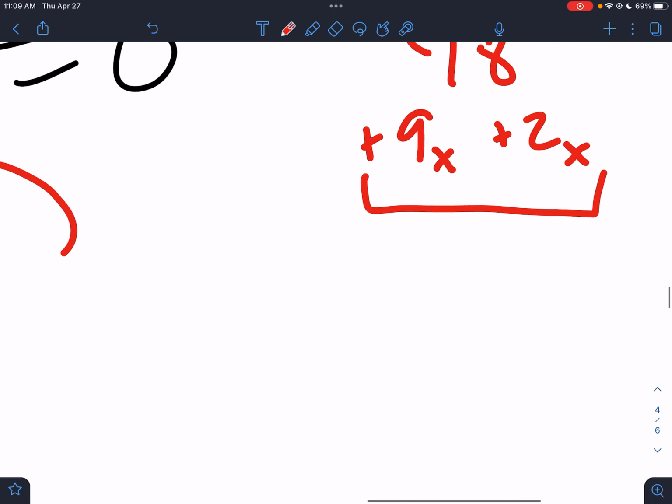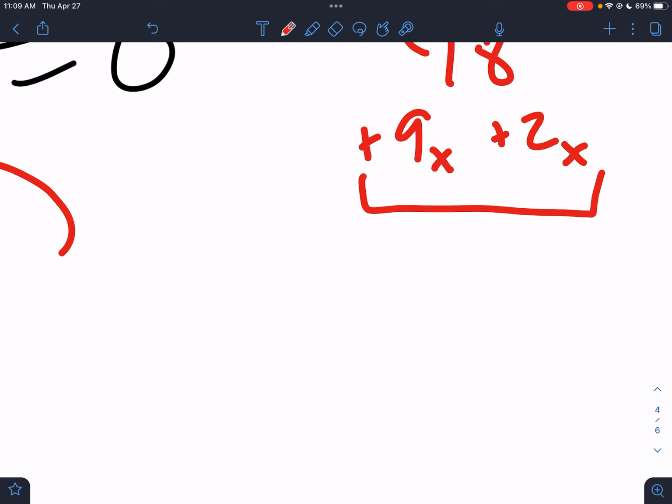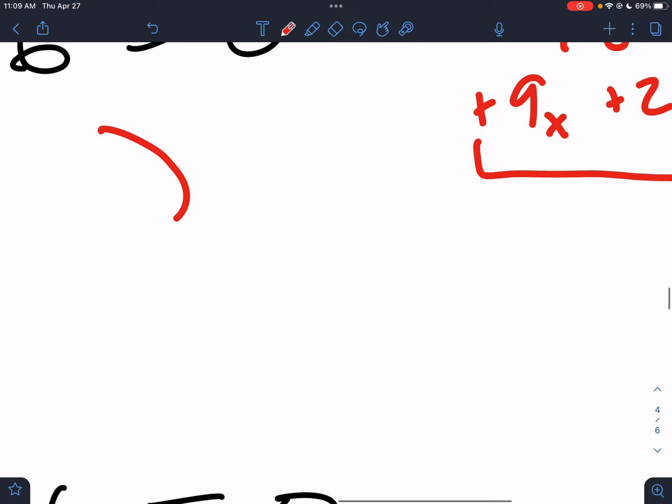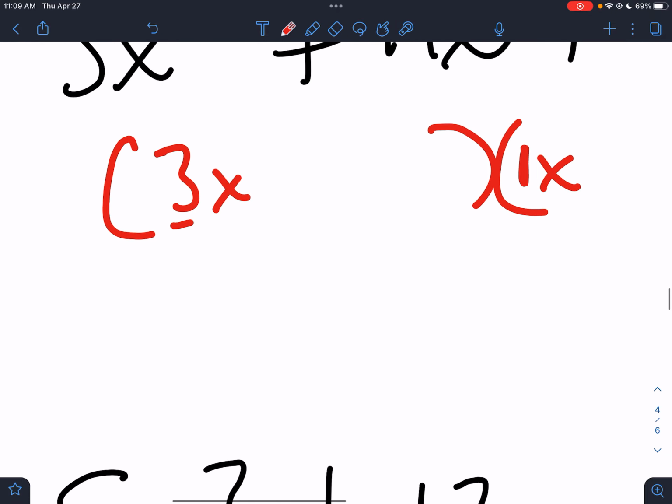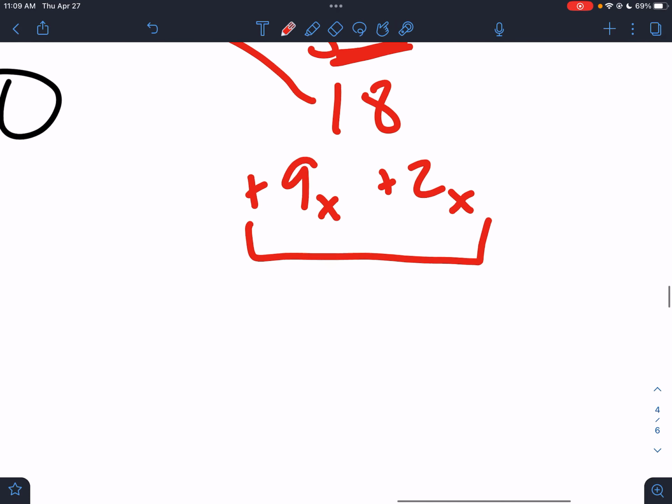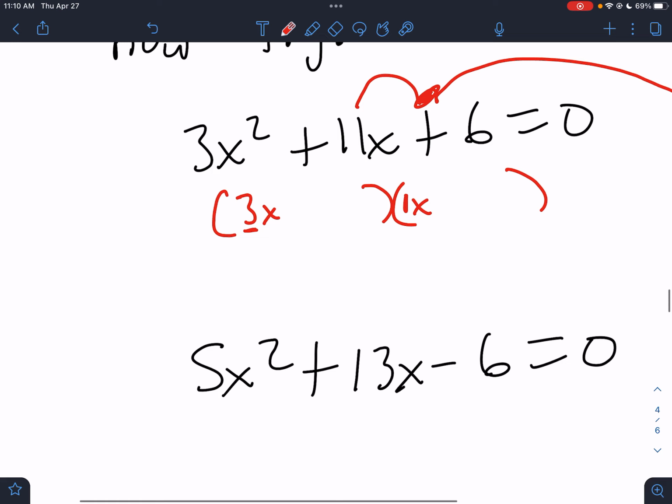1 can get me either number. I could do 1 times 9, and that would get me 9x. I could get 1 times 2, and that would get me 2x. So I'm not worried about the 1. I'm worried about the 3. What can the 3 do for me? Well, 3 times 3 gets me 9. So what I want to do is put a plus 3 downtown, Charlie Brown.